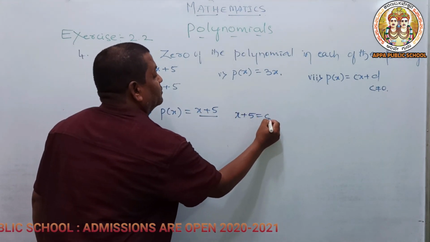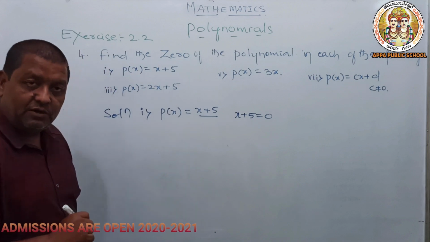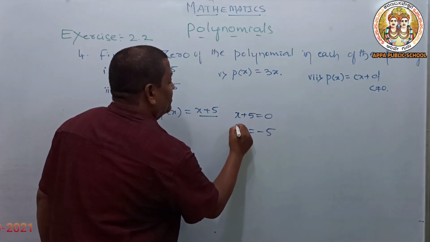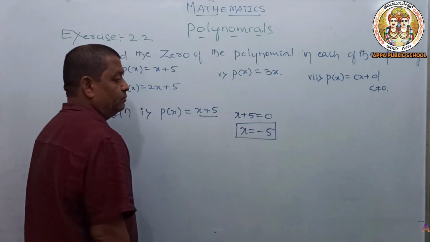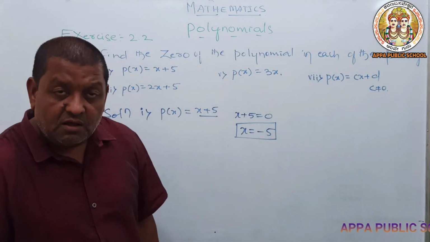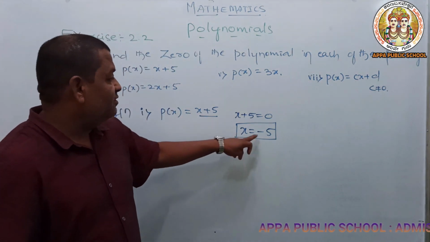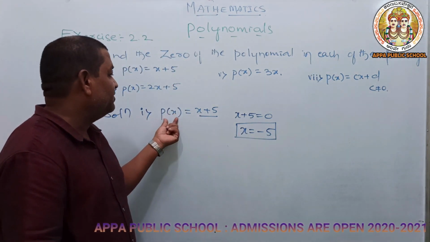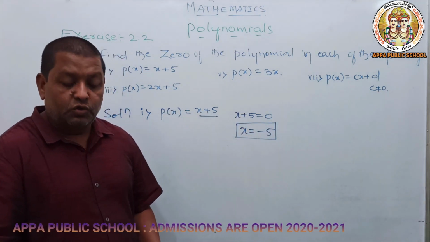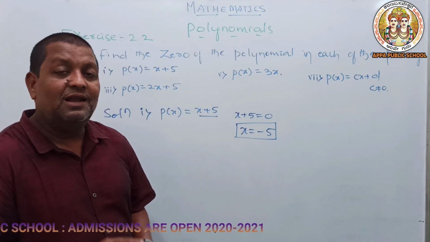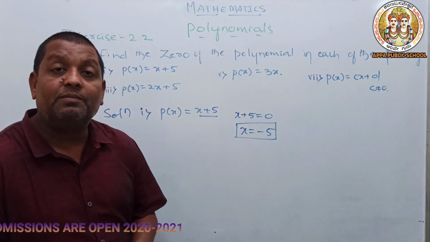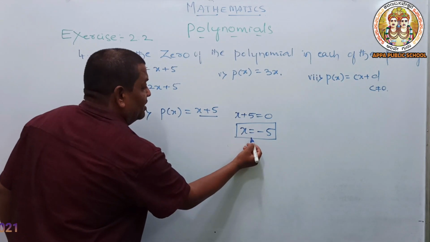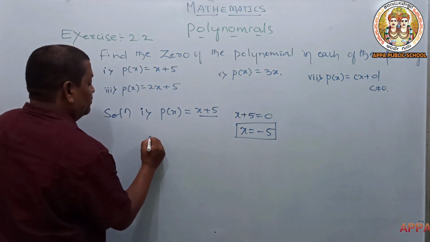x plus 5 is equal to 0. Then what is the value of x? x is equal to minus 5. You observe, if you got x is equal to minus 5, you substitute in x's place, definitely your P of x becomes 0. So the 0 of the polynomial is a value for which the polynomial becomes 0. Okay, then what is the 0 of the polynomial here?